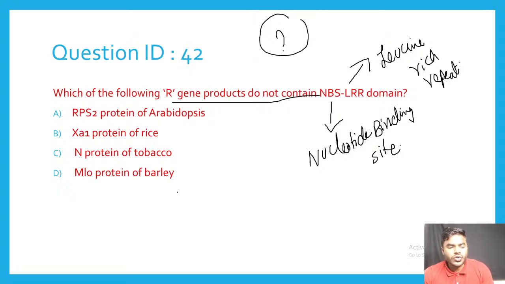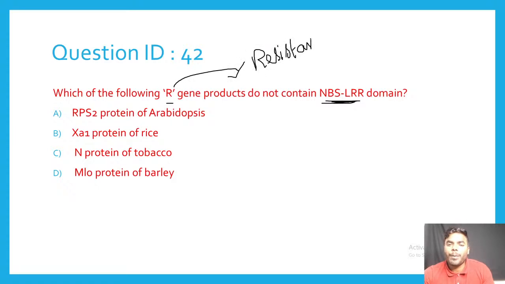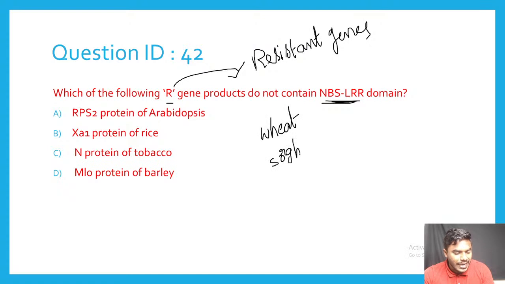Okay, friends, this question, even though you don't know the answer, that's okay, because it is a generalized question which you have to know. First of all, which of the following R gene products do not contain NBS LRR domain? First of all, what are R genes? Here the R genes represent, friends, plant resistance genes. These plant resistance genes are present in wheat as well as sorghum. They are present in many kinds of plants.